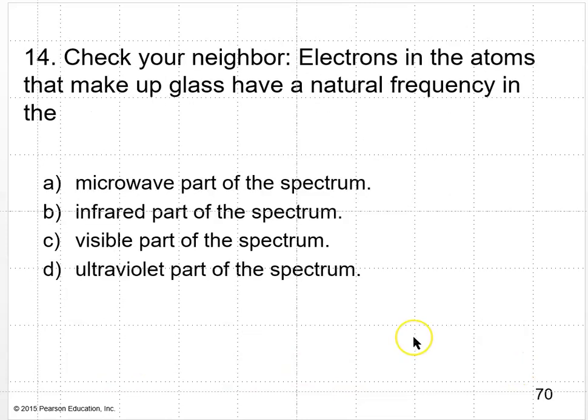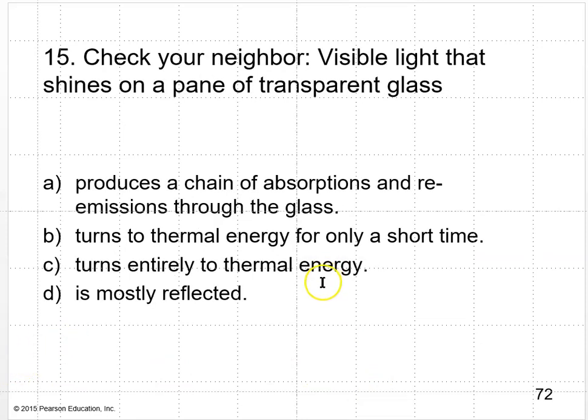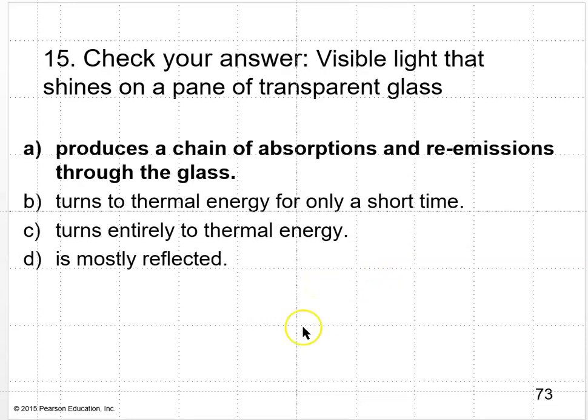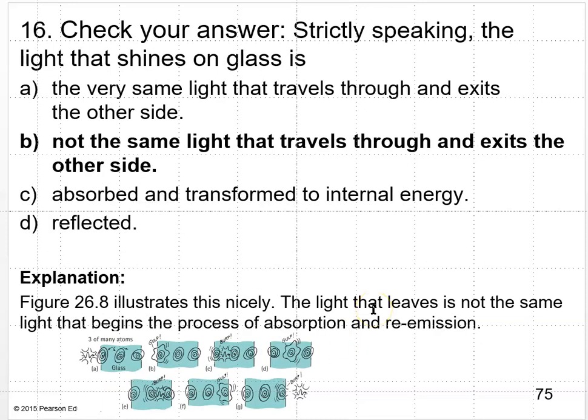The electrons in the atoms that make up glass have a natural frequency in the ultraviolet part of the spectrum. Visible light that shines on a pane of transparent glass produces a chain of absorptions and re-emissions through the glass. Strictly speaking, the light that shines on glass is not the same light that travels through and exits the other side. So the photon that shines on one side is going to get absorbed and re-emitted many times, and it'll be different than the one that comes out. In reality, they're both twins, but they're not the same photon.